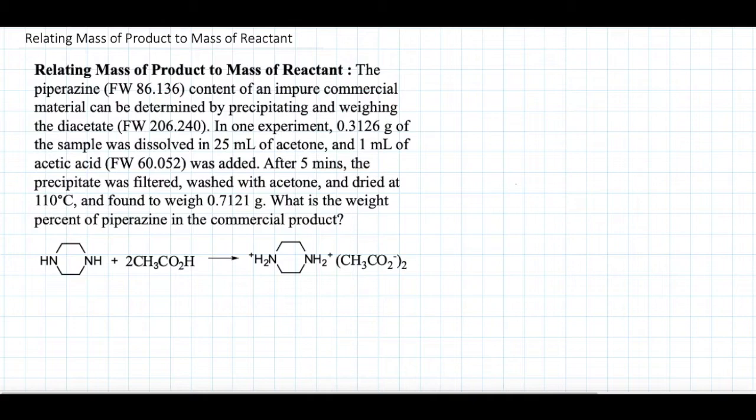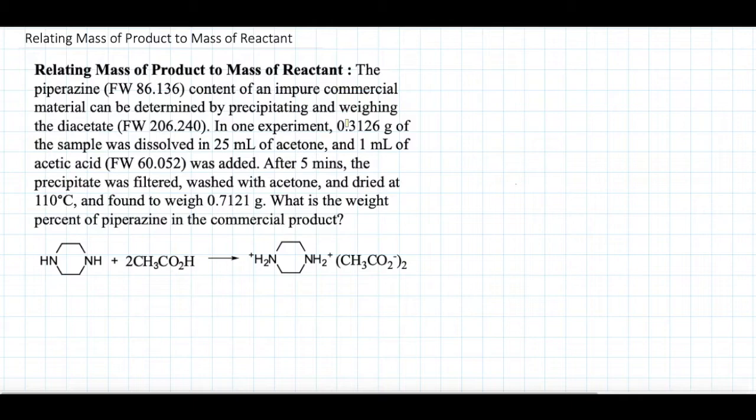We're given here the chemical reaction involving piperazine and acetic acid to form the diacetate. Remember that in solving gravimetric calculations, all we need to know is the starting material and the weight of the final product. So in this case, all we need to know are the following.